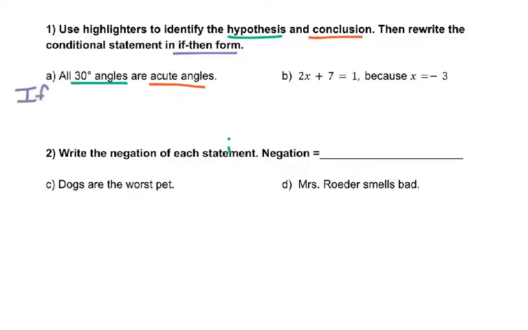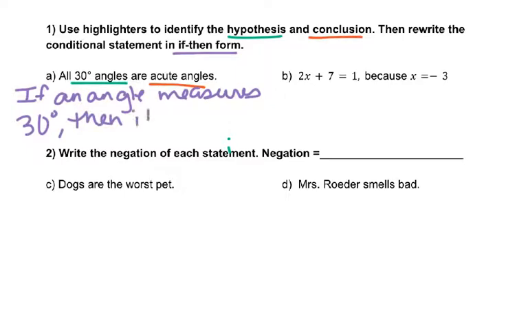If an angle measures 30 degrees, then it's an acute angle. And that is a true statement.